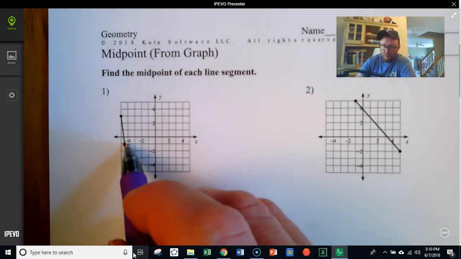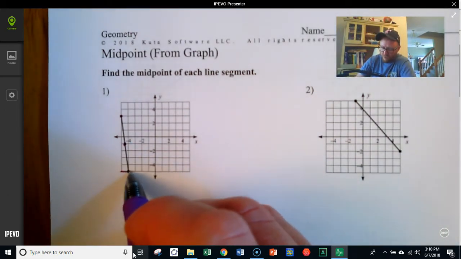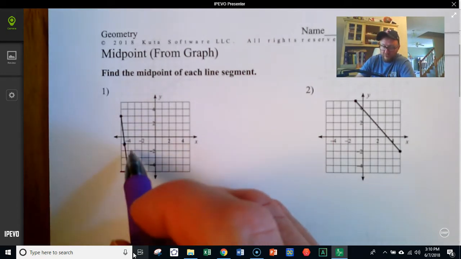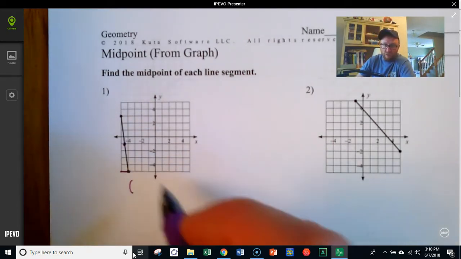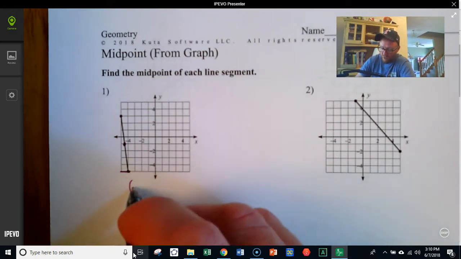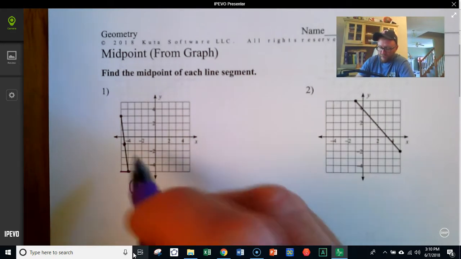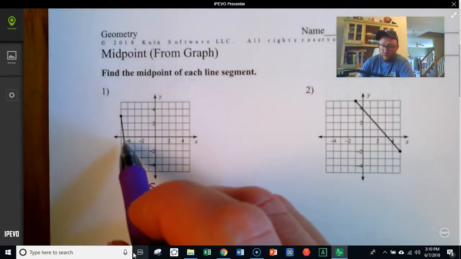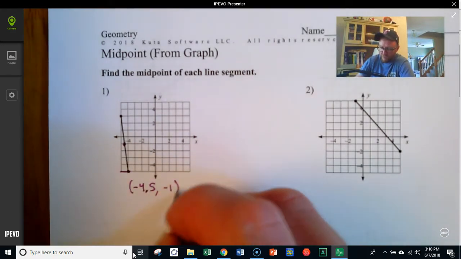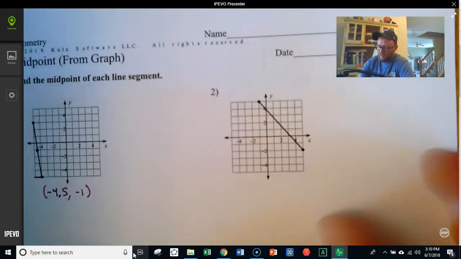And it's also halfway horizontally, which is what helps us figure out what the coordinates are. So that's -4. And since this whole distance over is 1, the midpoint would be another half a unit over, or half the total distance over, making it -4.5. And then the y-coordinate is going to be -1. We can just read that right off the graph. Let's take a look here.